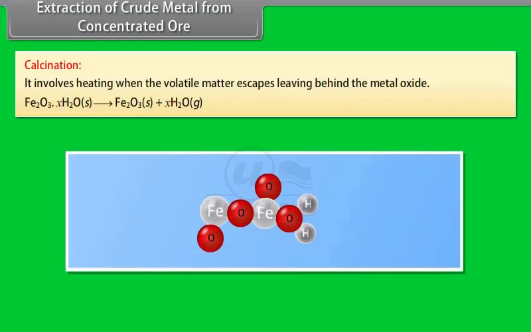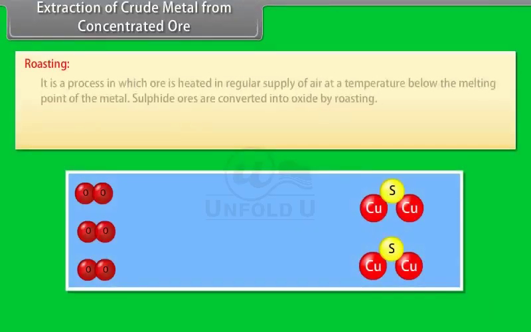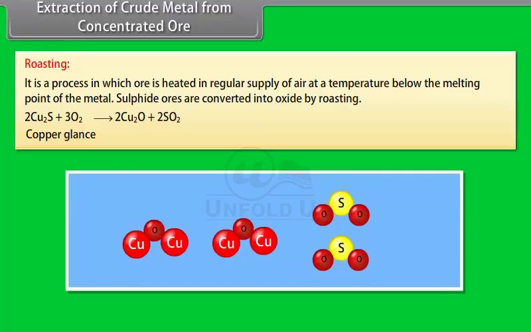Calcination. It involves heating, when the volatile matter escapes, leaving behind the metal oxide. Roasting. It is a process in which ore is heated in a regular supply of air at a temperature below the melting point of the metal. Sulfide ores are converted into oxide by roasting.